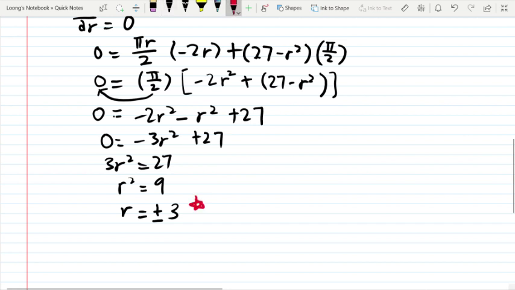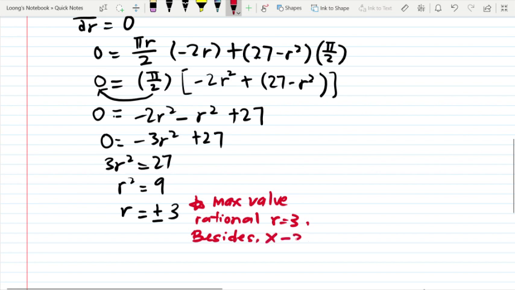And take note that we need to find the maximum value. So it would be rational to say that r is equal to 3. And besides, there is no such thing as negative 3 radius. Students often make mistakes here, so really you need to take note of that. And so the final answer here is r equals to 3.